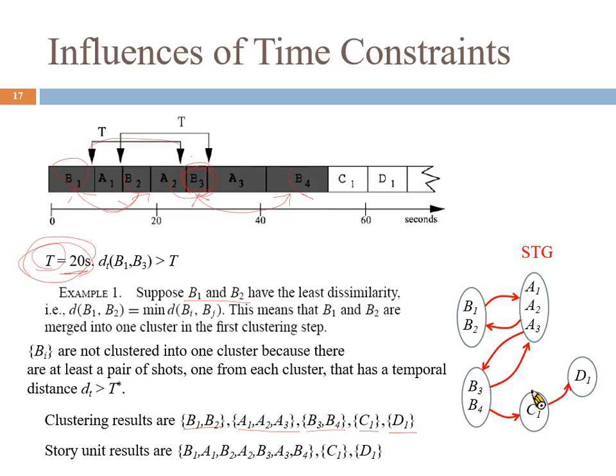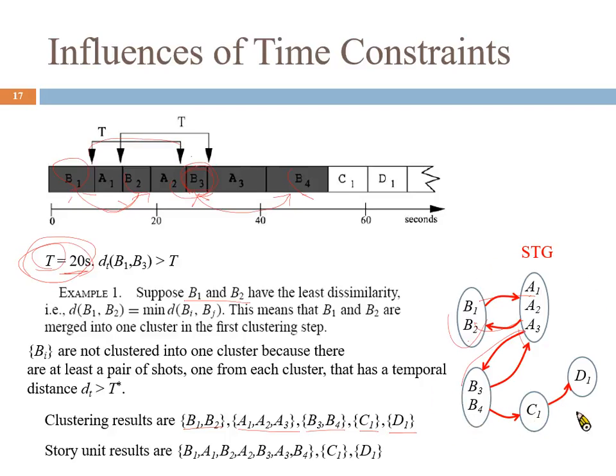So we can construct an STG like this. B1, B2 is a cluster, and A1, A2, A3. So there is a directed edge from here to here, and another directed edge from here to here, and from this one we have a directed edge like here, and so on.